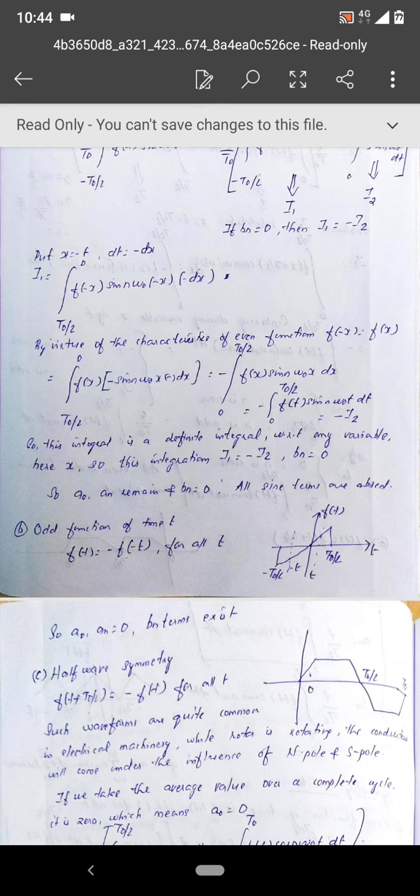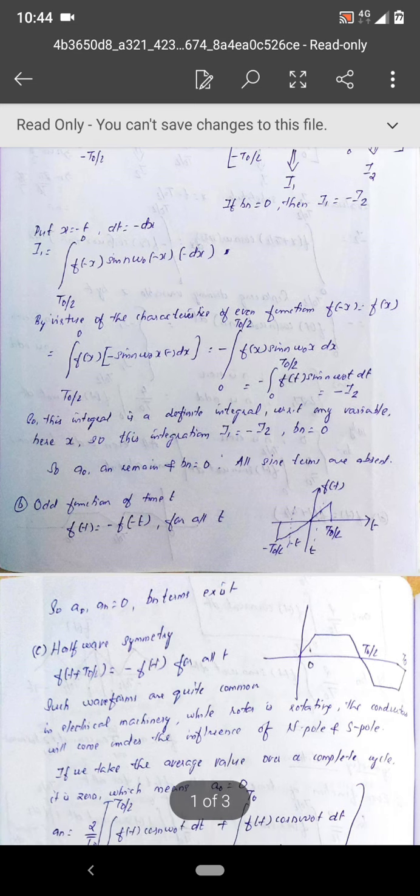So my Bn terms will be equal to 0. I already explained in the very first lecture that a signal is actually a function. So if the signal is an even signal or an even function, a0 and an remain and bn will be equal to 0. That is, all sine terms are absent. That is the first thing you have to understand. That is the first symmetry condition.